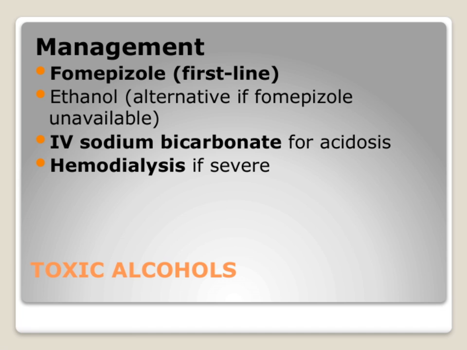In cases where acidosis is present, IV sodium bicarbonate is administered to help correct the acid-base imbalance. And in severe cases, especially when there's significant toxicity or renal failure, hemodialysis becomes necessary to effectively remove the toxins from the bloodstream. Overall, timely and appropriate management is crucial to prevent serious complications, and understanding these treatment options helps us better care for patients with toxic alcohol poisoning.